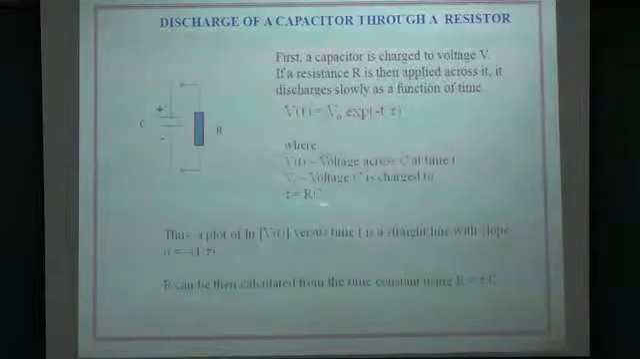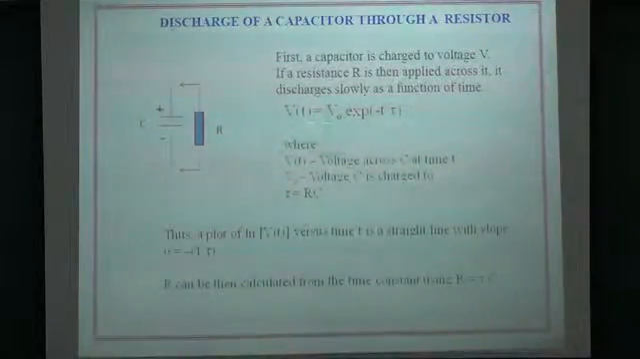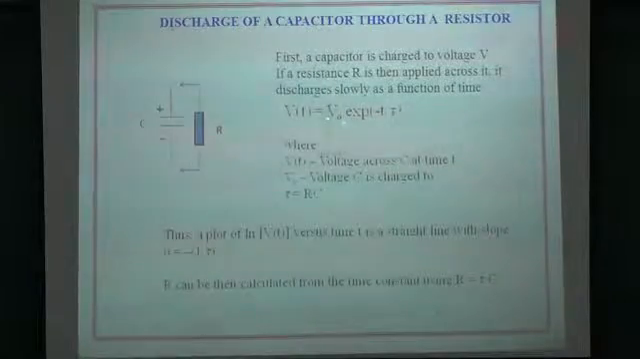Okay, and when it discharges, we are going to measure the voltage across the capacitor as a function of time. And this is the formula, tau is equal to RC. Then we will plot a graph of ln of V. You take a natural log of both sides: ln of V is equal to ln of V0 minus t over tau.